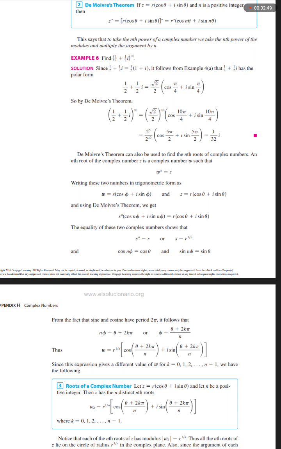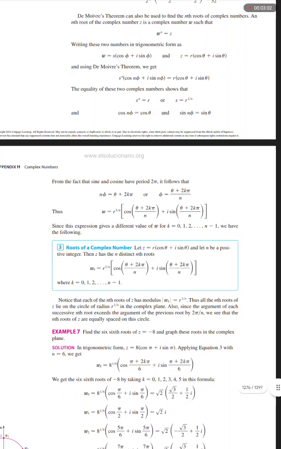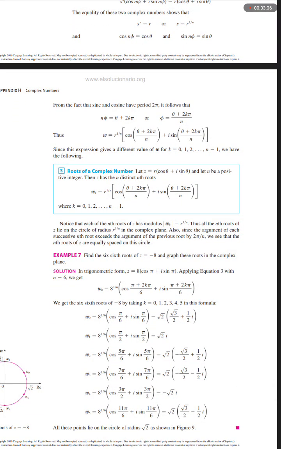and cos nφ equals cos θ, and sin nφ equals sin θ. From the fact that sine and cosine have period 2π, it follows that nφ equals θ + 2kπ, or φ equals (θ + 2kπ)/n. Thus w equals r^(1/n) times [cos((θ + 2kπ)/n) + i sin((θ + 2kπ)/n)].